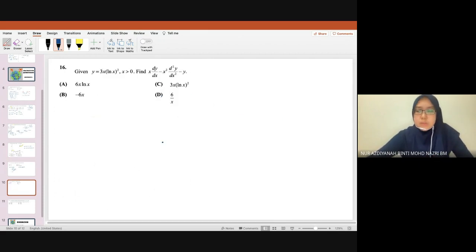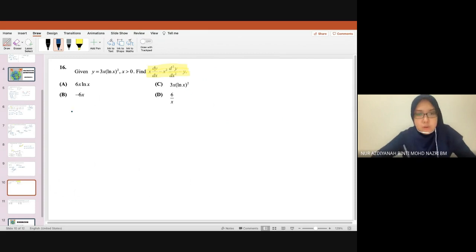Okay, so next one, we have question number 16. Okay, we try to discuss question number 16 over here. Okay, so we are given y equals to 3x times ln x all squared. And then kita nak cari nilai ni x dy dx minus x square d square y over dx square minus y. Okay, so somehow macam kita nak cari apa, selalunya kalau proof lah yang kita kena cari macam ni kan. So yang ni kita nak cari nilai dia.